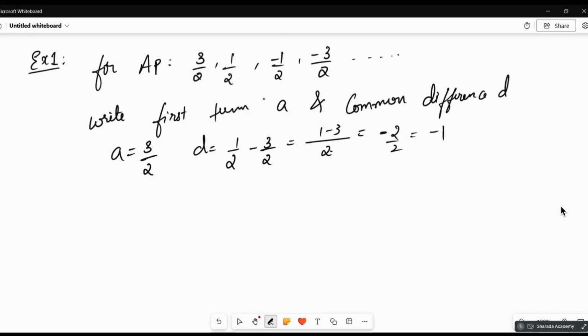Or A3 minus A2. Here that also you will get the same thing. See here, minus 1 by 2 minus of 1 by 2, so here also you will get the same, minus 1.